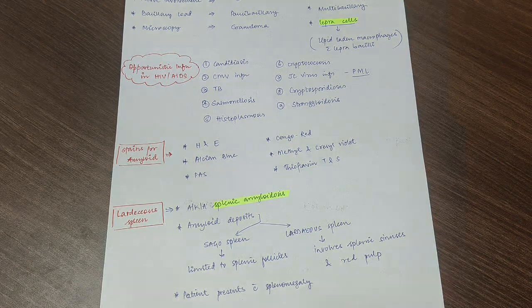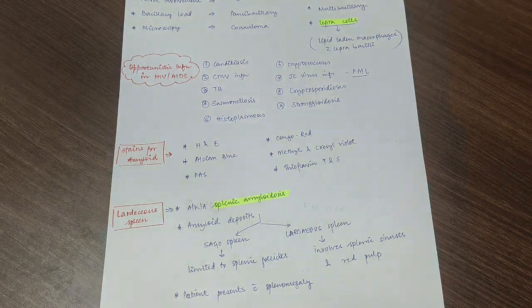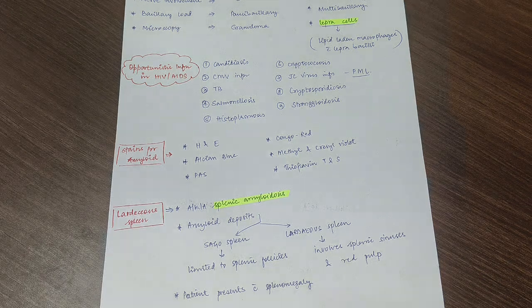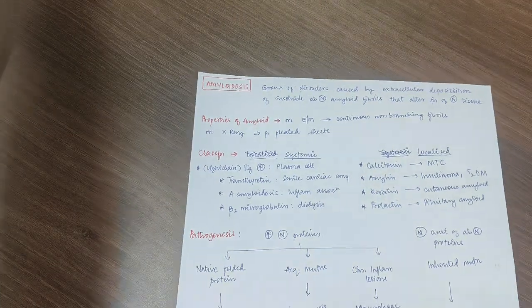So basically these amyloid deposits are going to deposit in 2 patterns. One is sago spleen, the other one is lardaceous spleen. Sago spleen means limited to the splenic follicles, whereas lardaceous spleen involves both the splenic sinuses and the red pulp. So basically the patient will present with splenomegaly. Next we are going to tell in detail regarding amyloidosis.